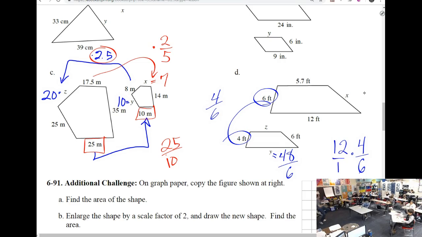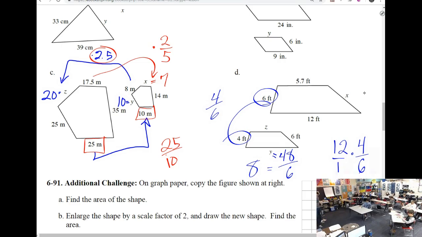Now, wait a minute, let's move some things around. Can I divide 12 by 6? Yeah. What do we get? 2. Times 4? 4. Is this 8? Yeah. Let's not use a fraction if we don't have to. Thank you. So Y is 8. Verification? Yes? Okay. Mallory, what about X or Z?